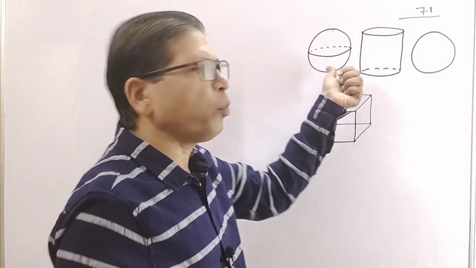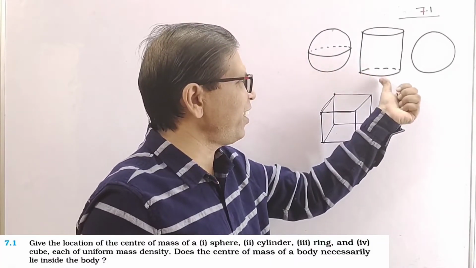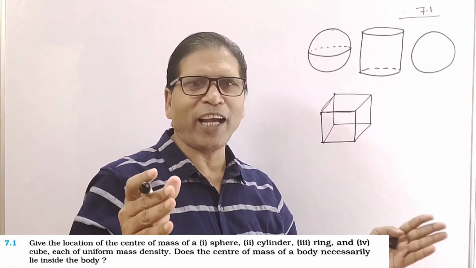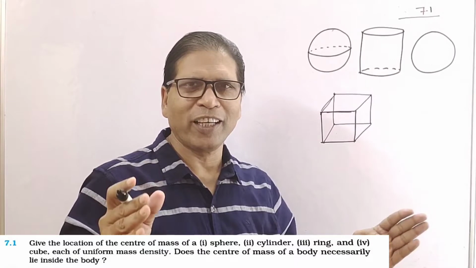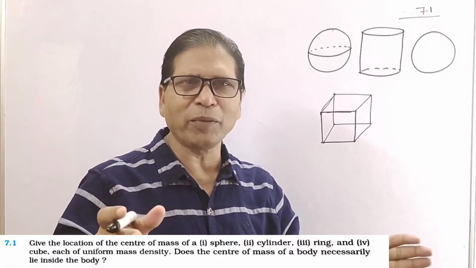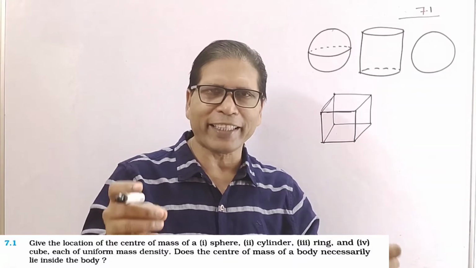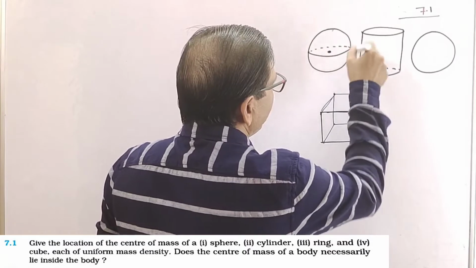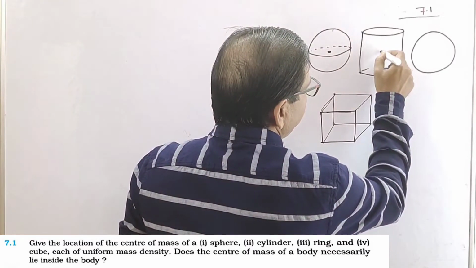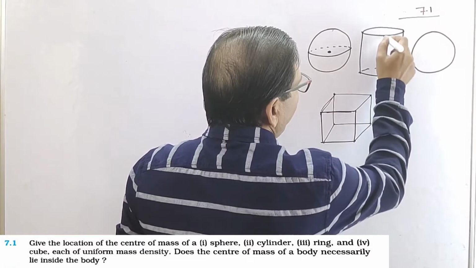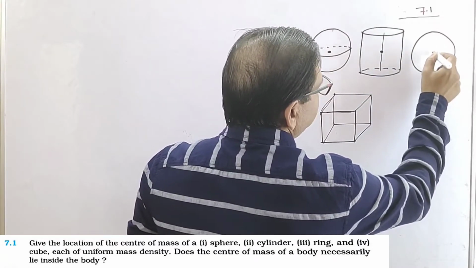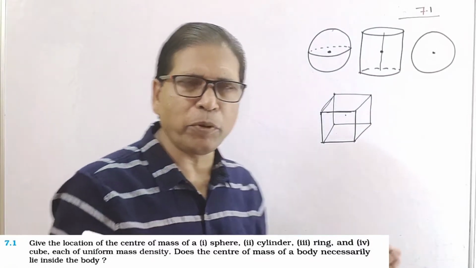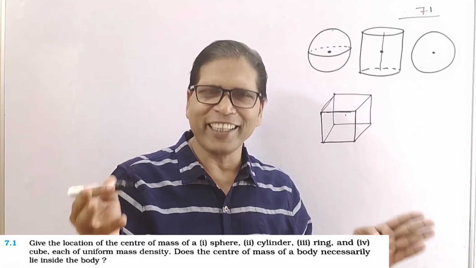Look at this, 4 uniform bodies: this is the sphere, this is the cylinder, this is the ring and this is a cube. We have to calculate the center of mass of these bodies. Now the center of mass for a homogeneous body is at its geometrical center. So the geometrical center of the sphere is the center of the sphere. The geometrical center of a cylinder is the middle point of its height, and the center of the ring, and finally the center of the cube, that is the point of intersection of the two diagonals, is the center of mass.